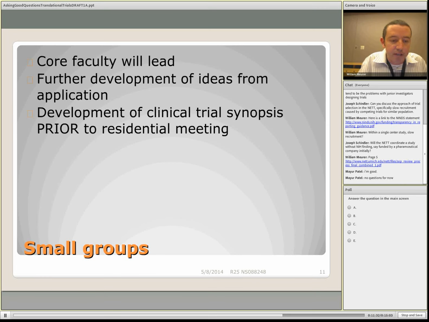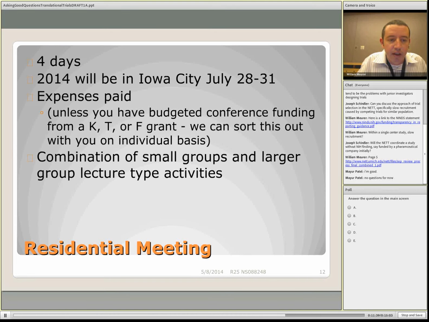The residential meeting will be 4 days. It will be these dates in Iowa City in July. Your expenses will be paid unless you have budgeted conference funding from a KT or F grant, and this is NIH contractual stuff. I wouldn't feel like you can't apply if you have a KT or F grant. We can sort this out with you on an individual basis. We certainly would want you to come to the course.